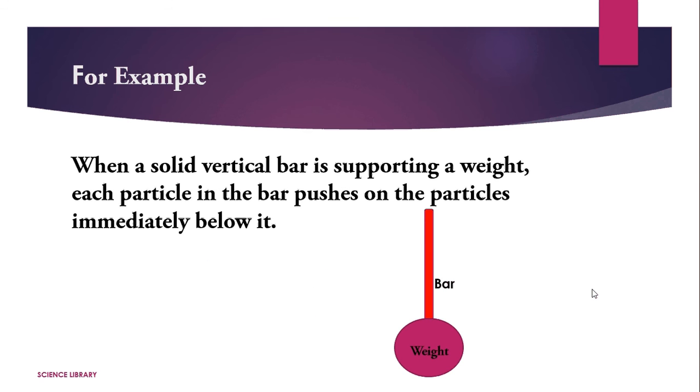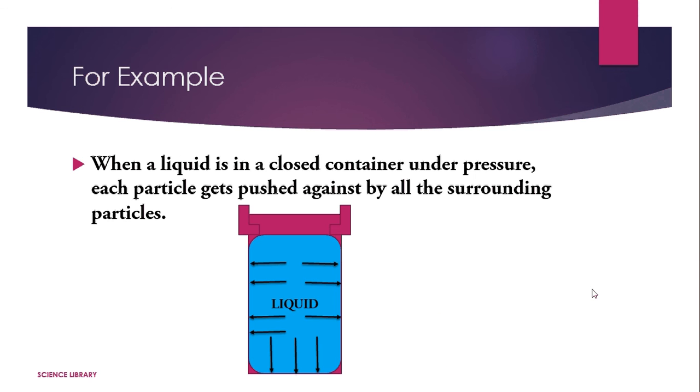We take another example in which we have a bar with a weight. The weight produces stress in the bar and each particle of the bar pushes immediately in the downward direction. Here we have another example in which we have a liquid container. The liquid pushes the container's inside wall outward. So basically the stress is due to the material. The material is resisting the force. That resisting force is called the stress.